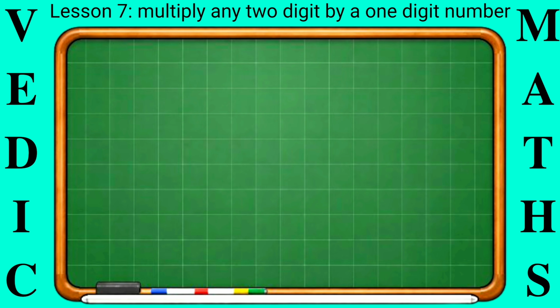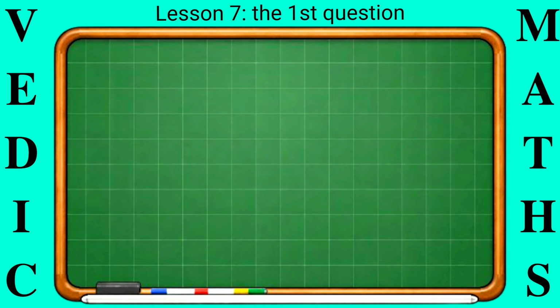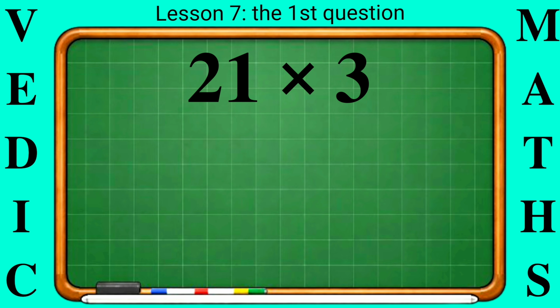Welcome to Vedic Maths lesson 7. In this lesson, we shall learn to multiply any 2-digit number by any 1-digit number. So now let's try 21 times 3.